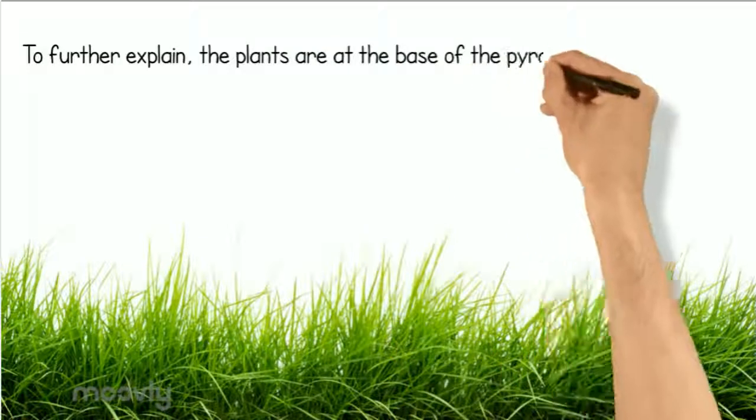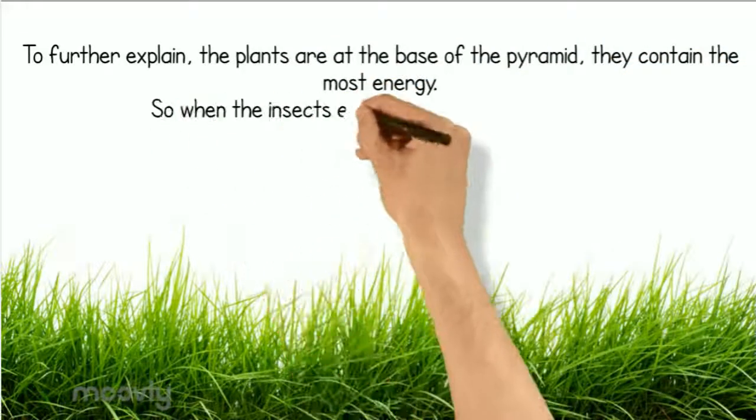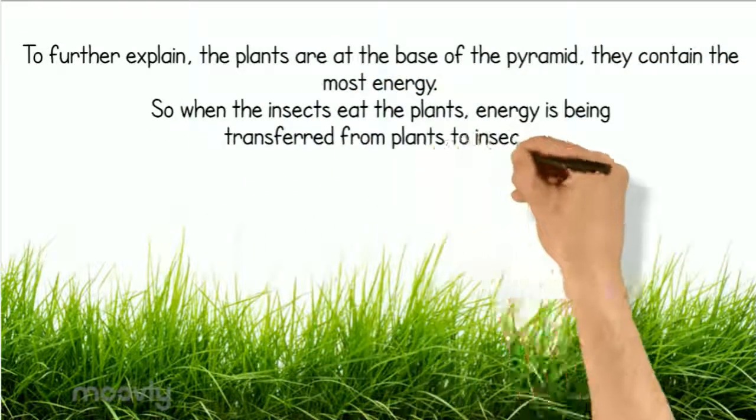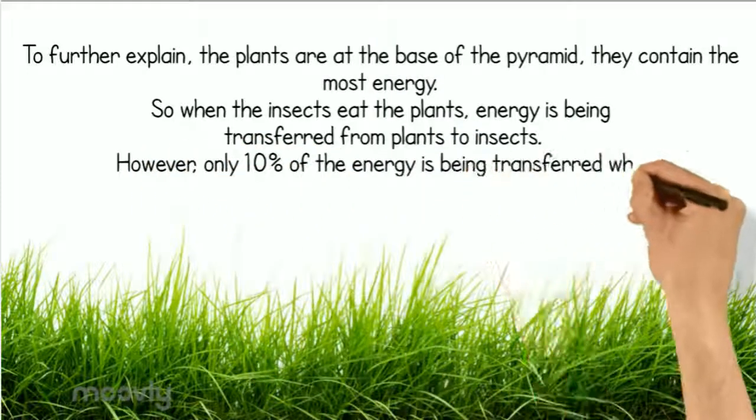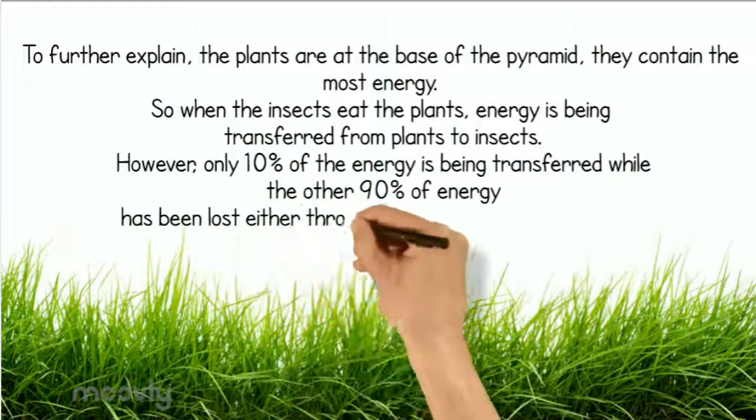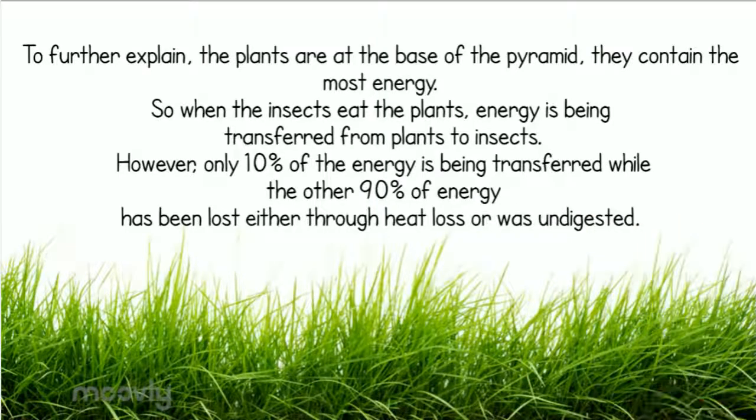To further explain, the plants are at the base of the pyramid. They contain the most energy. So when the insects eat the plants, energy is being transferred from plants to insects. However, only 10% of the energy is being transferred, while the other 90% of energy has been lost either through heat loss or was undigested.